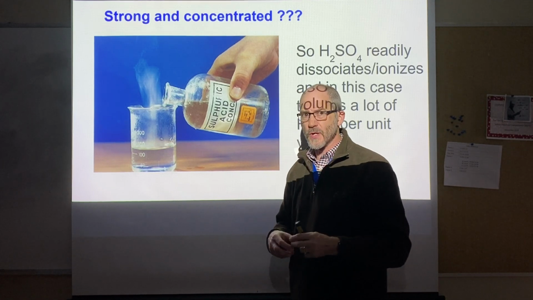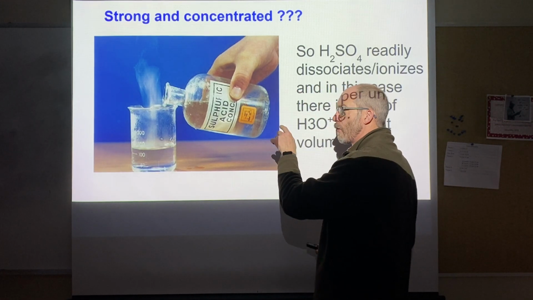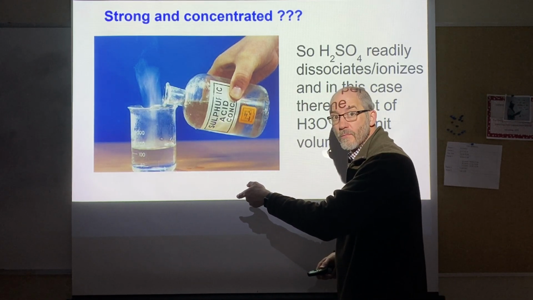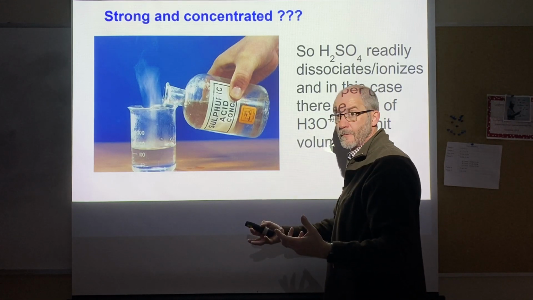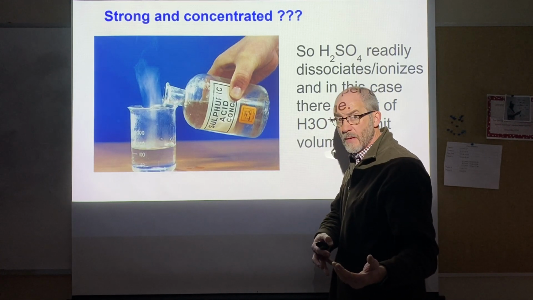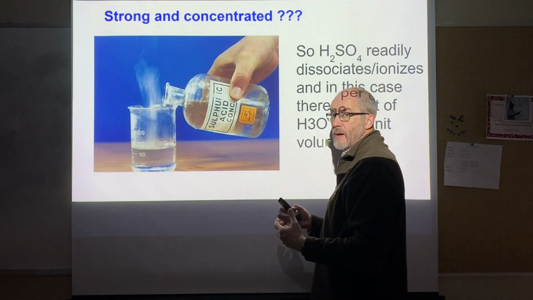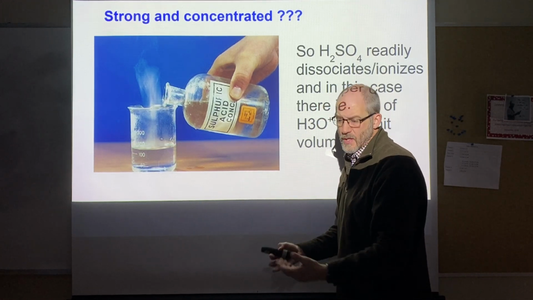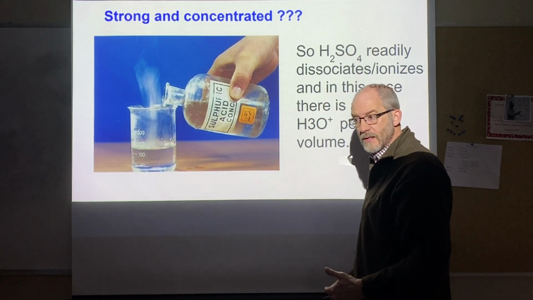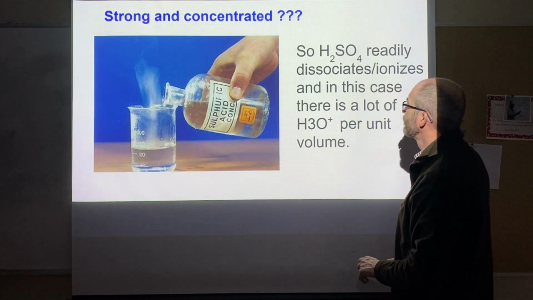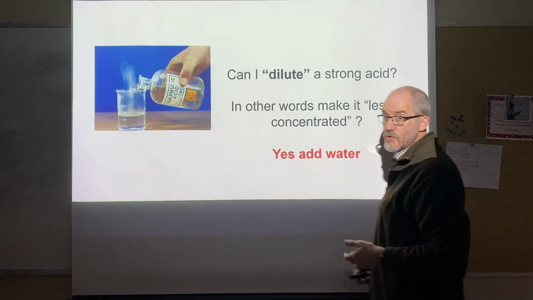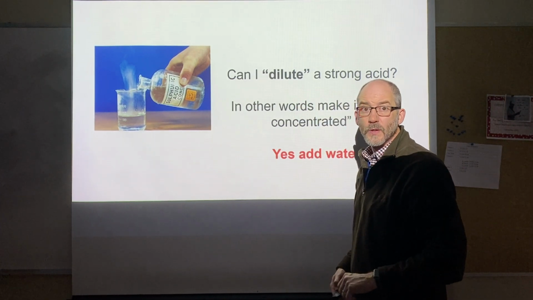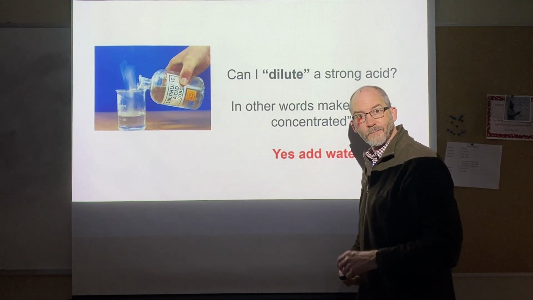But how is it concentrated then? Well, if I have several moles per volume, then I'm concentrated. So in the one case, I'm talking about how well you come apart, and in the other, I'm talking about how much of you I have per volume. So can you be strong and concentrated? Sure. Can you be strong and dilute? Sure. Okay. Can I dilute a strong acid? Yes, and I bet you already intuitively know how you would do it. How would you do it? You'd add water to it.